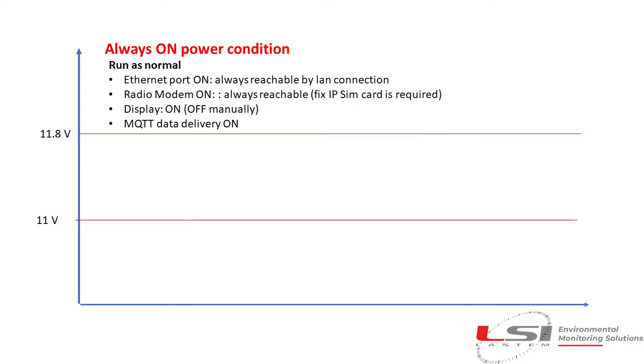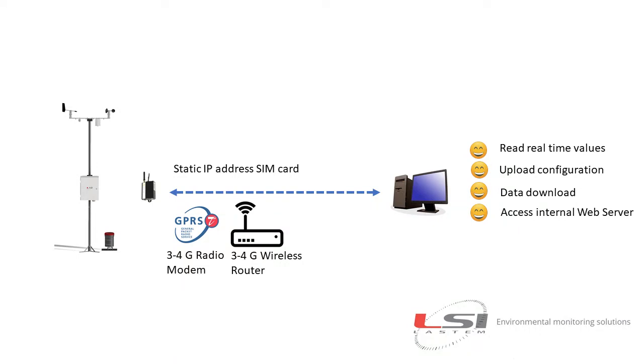If we set the always on operative mode, whenever the power is above the first threshold, normally 11.8 volts, Ethernet port, radio modem, and data logger display will be always on. It means that, in such condition, if the connection is by Ethernet or by fixed IP radio modem or router, it will be always possible to access the data logger, to read real-time values, to upload configuration, to download the data directly, to access the internal web browser, and to send real-time data to MQTT server.